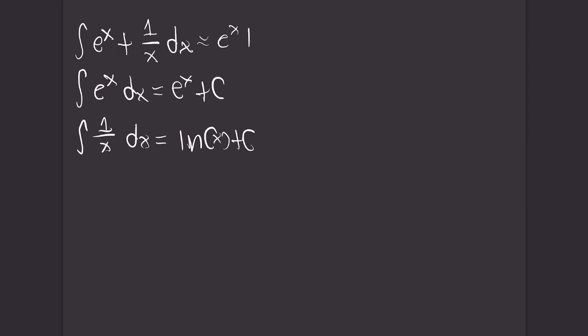With that in mind, what's the antiderivative of e to the x plus 1 over x with respect to x? Pause the video and do the problem. First thing that we remember is we break it up into multiple parts. The antiderivative of e to the x with respect to x is just e to the x plus c. And the antiderivative of 1 over x with respect to x is just ln x plus c. So our final answer is e to the x plus ln x plus c.